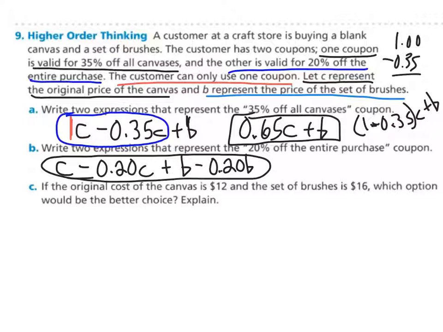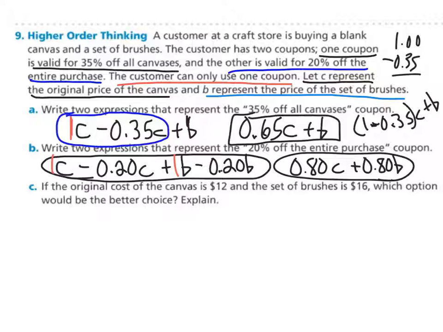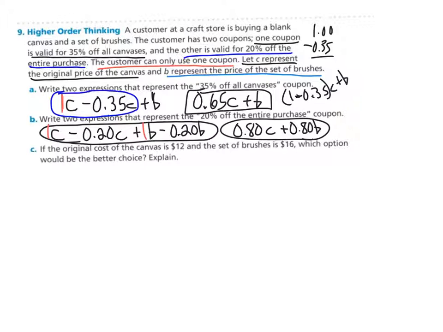Another option, just going off of that one, is that we could simplify this. So if you combine your C's together, that would be 80 hundredths C, or just 8/10 C, and then 80 hundredths B, or just 8/10 B. So basically, if we're getting 20% off, we're paying 80% of each of those items. Okay. Another option similar to that would be that we're paying 80% of whatever the total cost is.